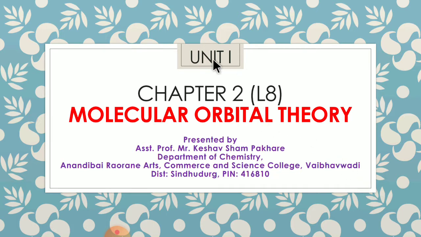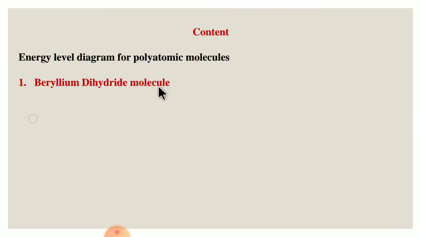Today we will see Unit number 1, Chapter number 2, Lecture number 8, Molecular Orbital Theory. In this video, we will cover the topic Energy Level Diagram for Polyatomic Molecules. Example is beryllium dihydride molecule.